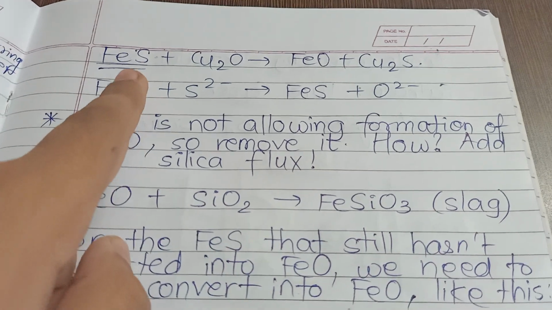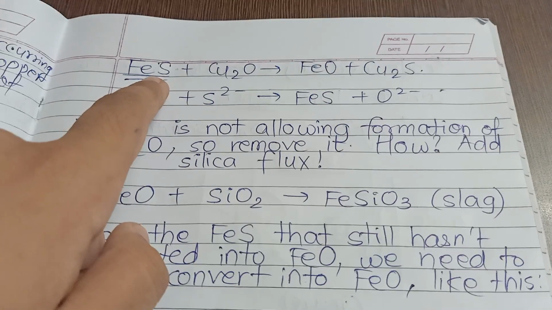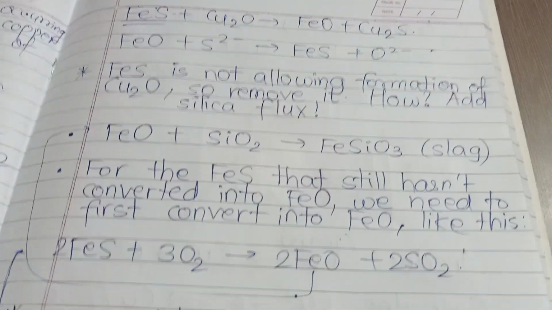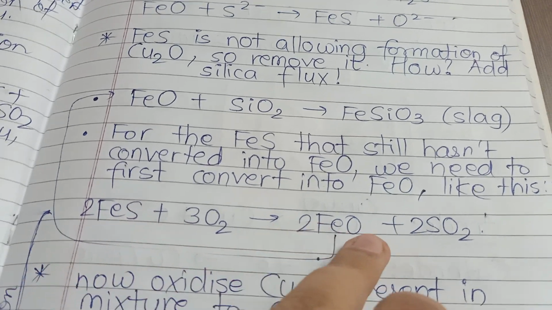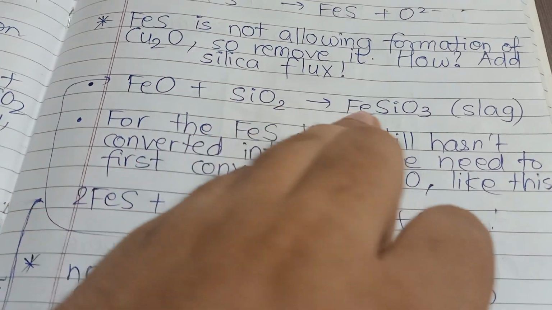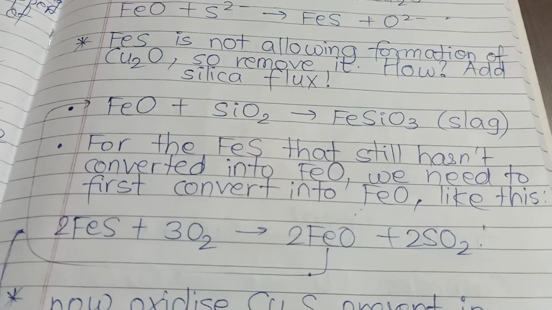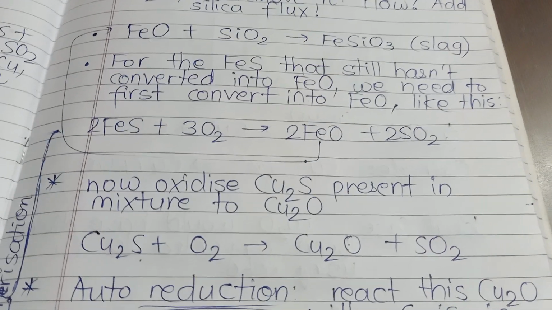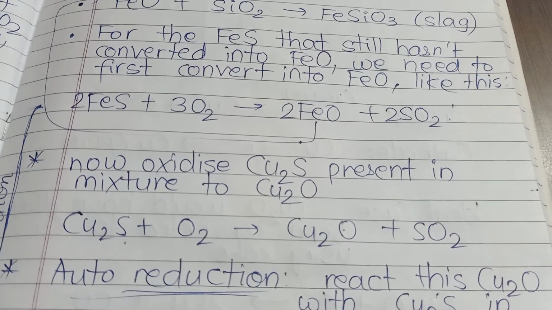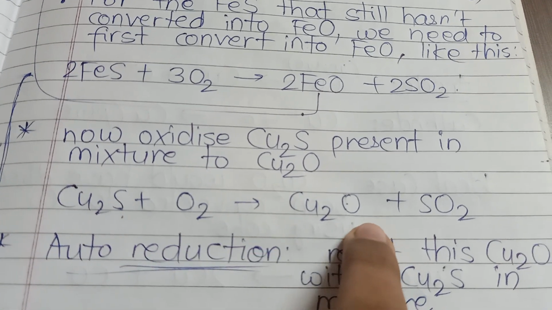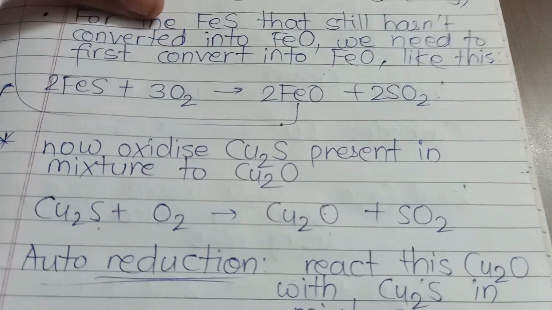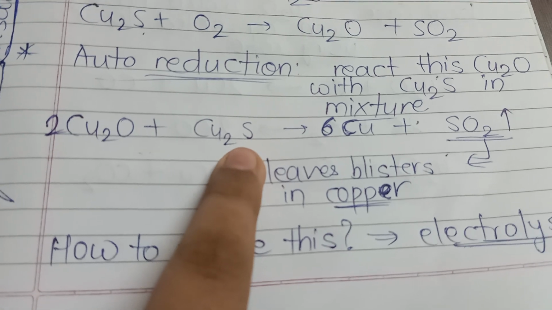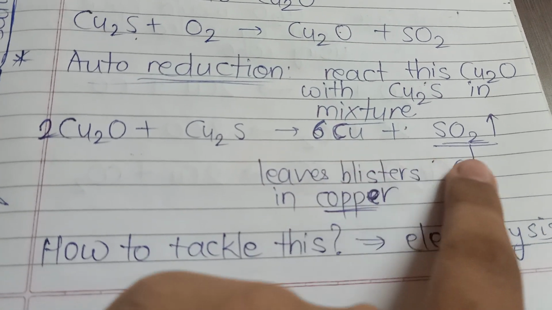However, what about the FeS present in the mixture? It has not yet reacted with O2, and for its fast removal from the mixture, we need to react it with O2 so that it can then be reacted with silica to form FeSiO3. Now, once the slag is removed from the reaction mixture, we now have Cu2S with us. Now, Cu2S is reacted with O2 to form cuprous oxide along with sulfur dioxide. Now, cuprous oxide is reacted with the Cu2S present in the reaction mixture to form copper along with liberation of sulfur dioxide gas.